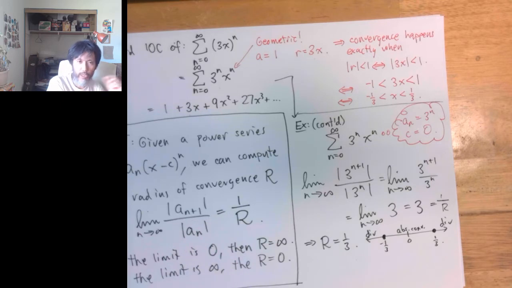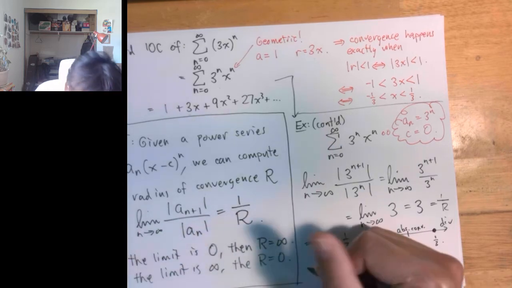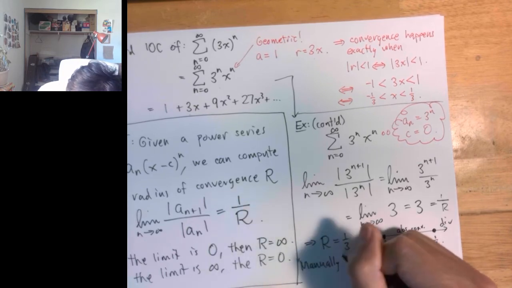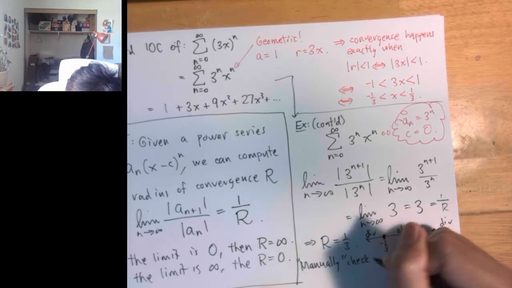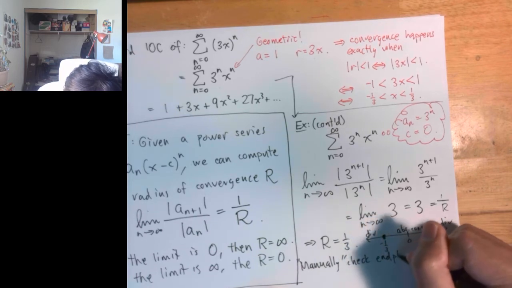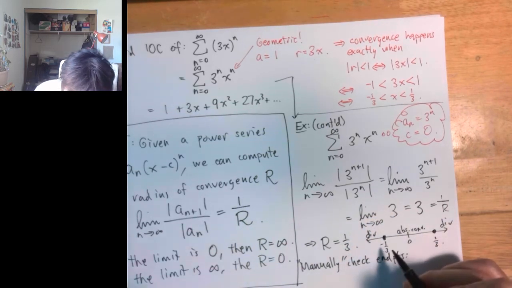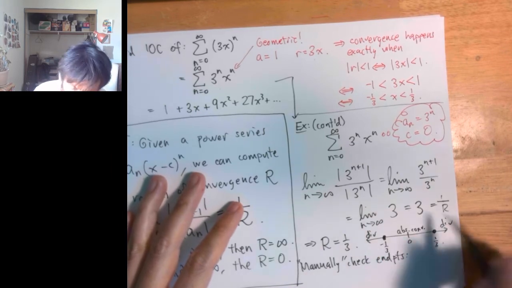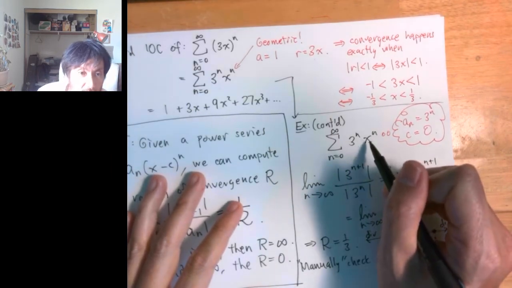That's a mystery. We don't know, in principle, what's going on at those two endpoints. So what we do to figure out what's going on at those two endpoints is we manually check. What do I mean by that? I mean that we take these values, x equal to negative 1/3 and x equal to 1/3, and we just shove them into this expression.